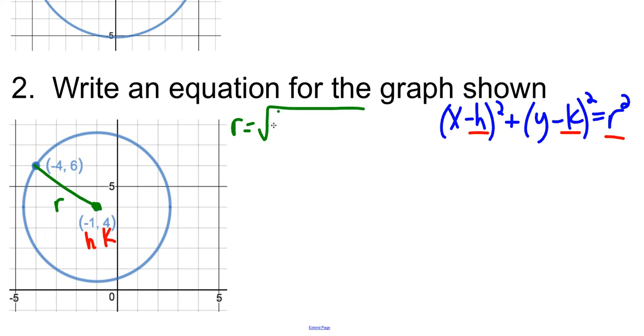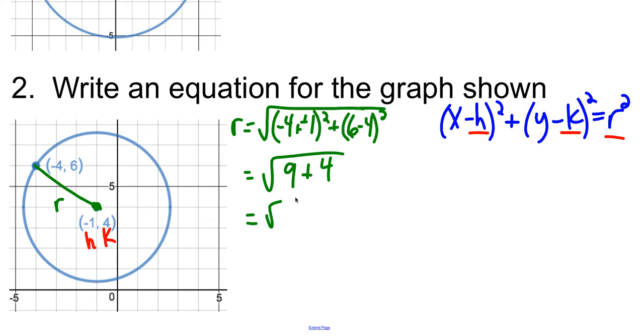The radius is going to be, subtract my x's, so -4 minus -1. Subtract my y's. So we get, let's see, that's plus plus. That's (-3) squared, so that's 9. And that's going to be 2 squared, which is 4. So my radius is the square root of 13. That's my r.